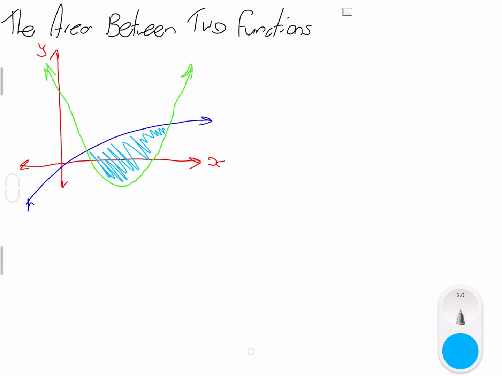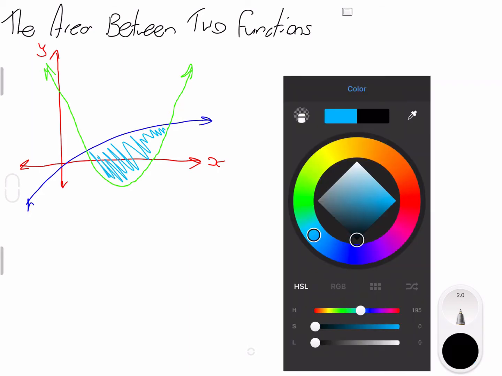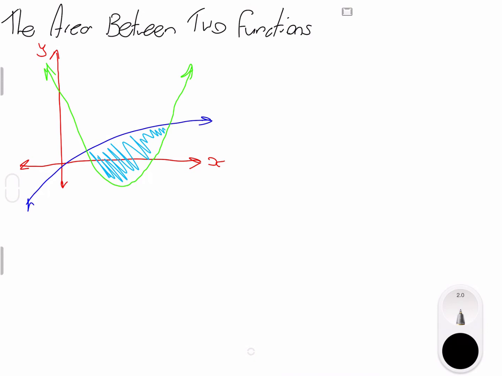So this area in here. And what is that area? Well, we need to first find a couple of points, and these points are where the two graphs are going to intersect. So we can tell that there's a point here, and for the moment we're going to call this one A, and there's a point over here as well that we're going to call B.